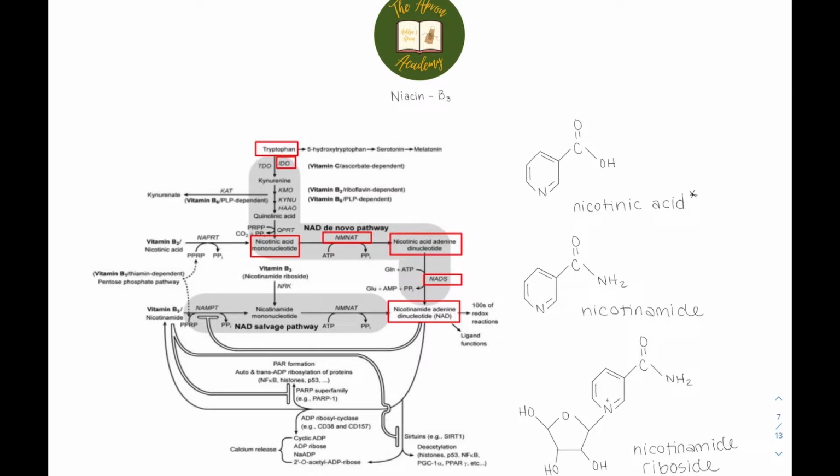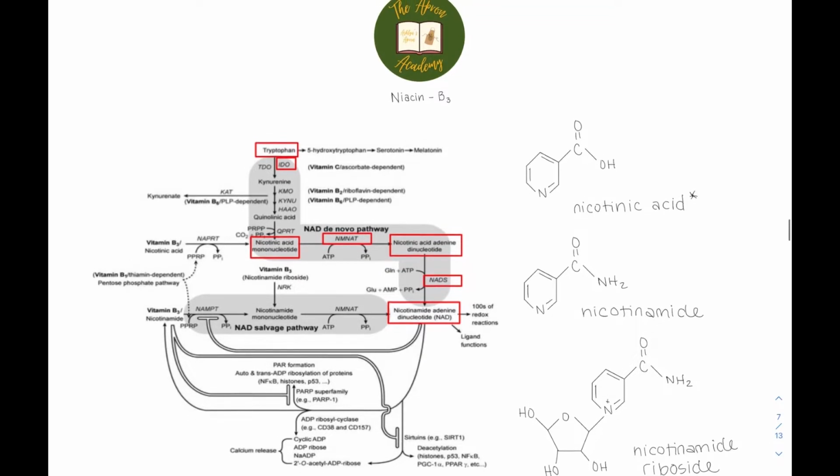What I want you to know right now is that niacin is a big umbrella term, but it actually has three smaller niacin molecules: nicotinic acid, nicotinamide, and nicotinamide riboside. I've made a special little star beside nicotinic acid because of something I want to tell you later in the video, but do keep this one in mind as we go forward. You will see all three of these again, so just keep them in your mind.